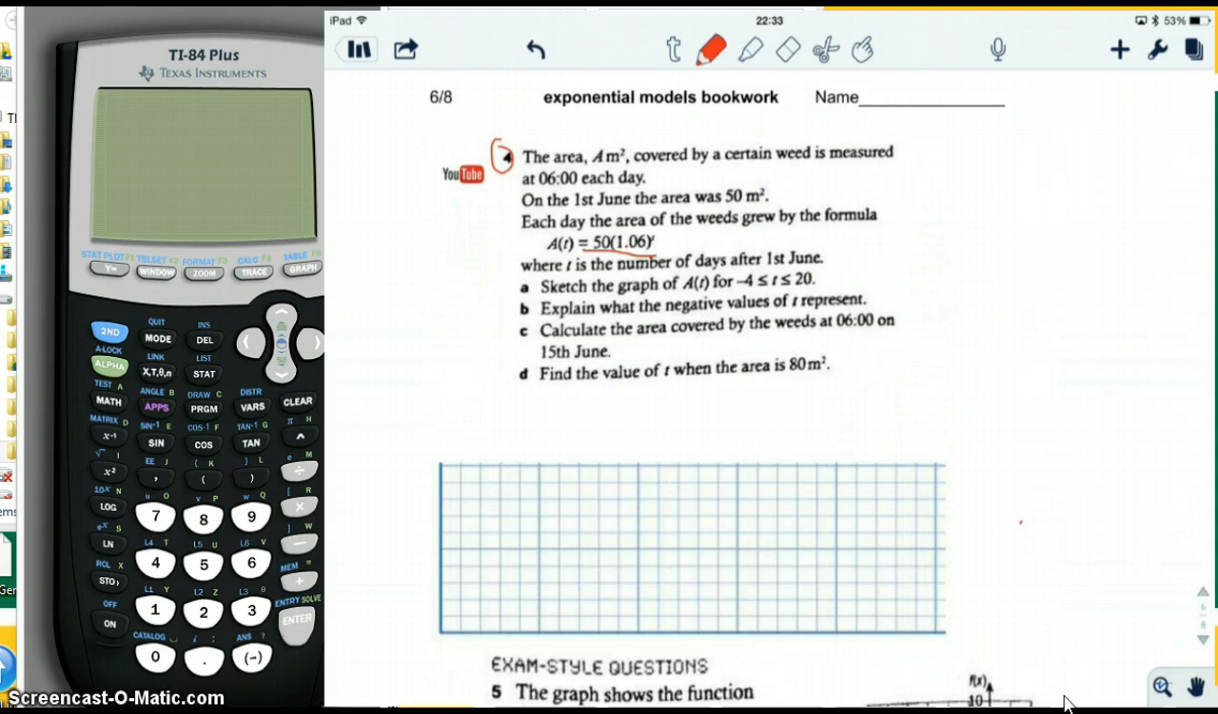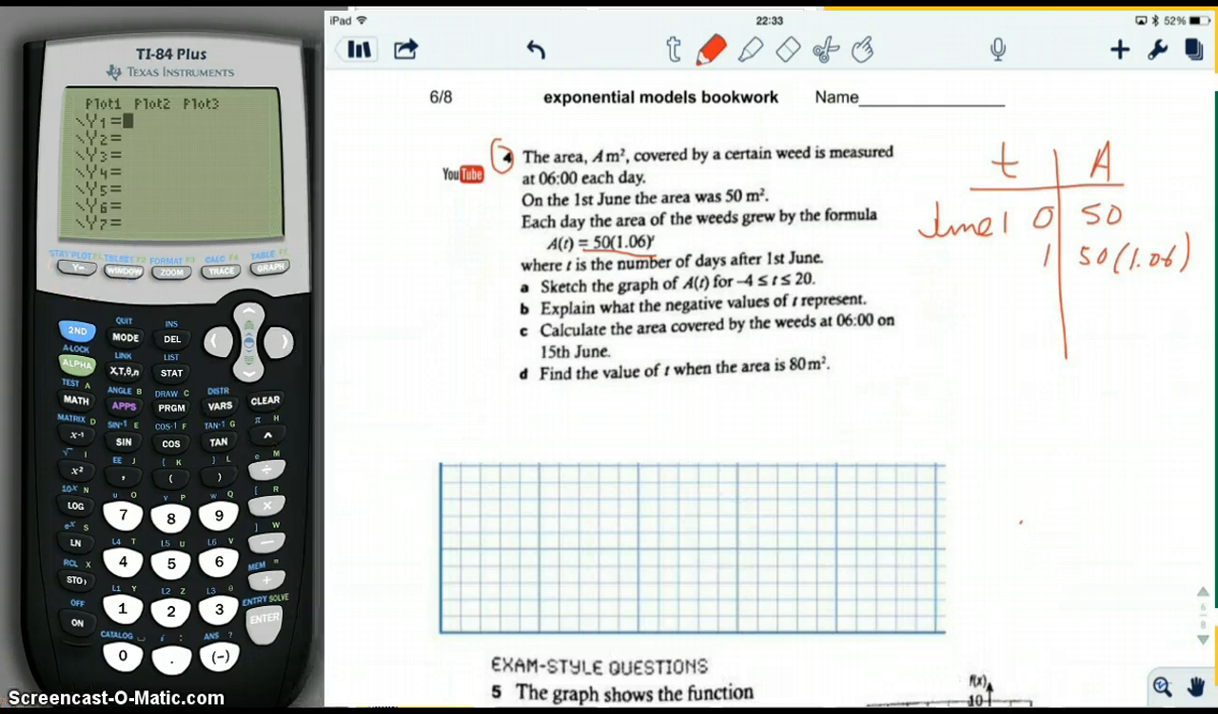Okay, so June 1st would be day 0, t equals 0, and the area was 50. Day 1 would be 50 times 1.06, for example. Okay, so let's put the formula in the calculator like we usually do when we have a formula.